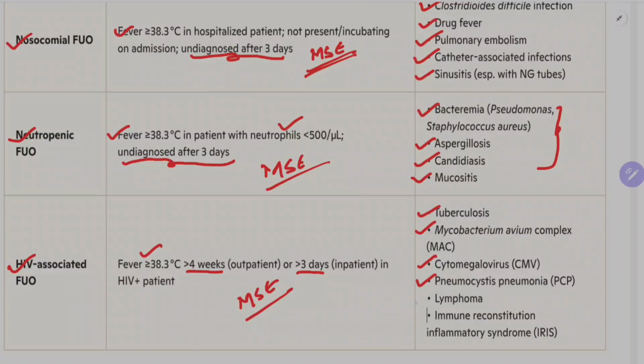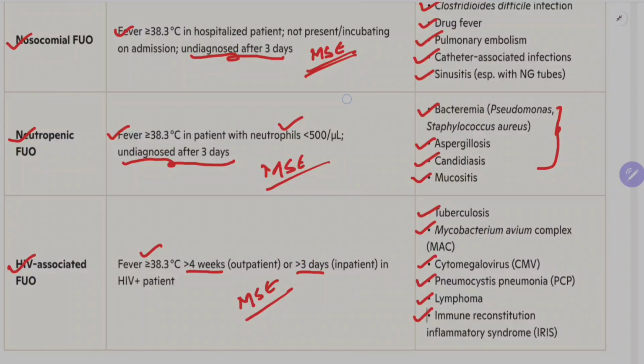Second one is malignancy, that is HIV associated lymphoma. Fourth, the last one, is immune reconstitution inflammatory syndrome, also known as IRIS. So when you give anti-HIV drugs to a patient with HIV, the immune system of the patient is activated and it will produce inflammation. That is nothing but IRIS. So that may be a cause for FUO in these HIV positive patients.